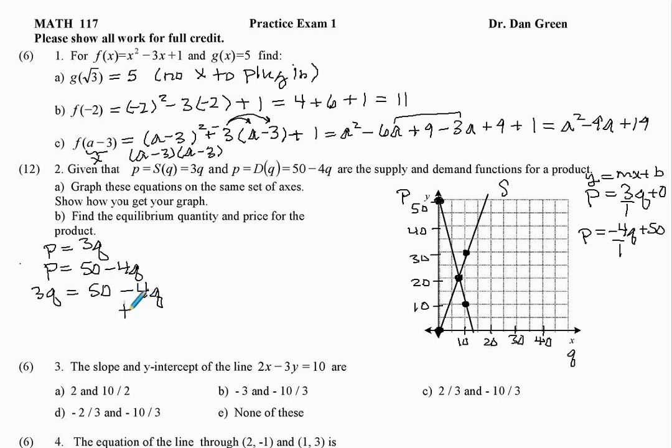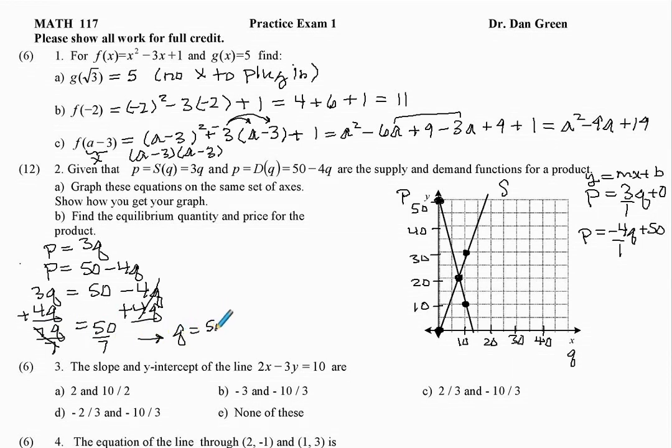So we want to add 4Q to both sides, on the right and on the left. And these add off to 0, so they cancel. 3Q and 4Q here is 7Q. Equals, all that's left on the right hand side is 50. And now to solve for Q, we divide off the 7 on both sides. Undo the multiplication. So 7 divided by 7, those divide off to 1, and we get Q equals 50/7.